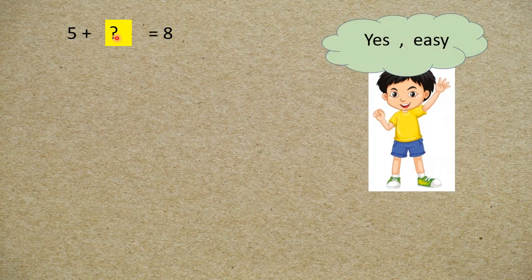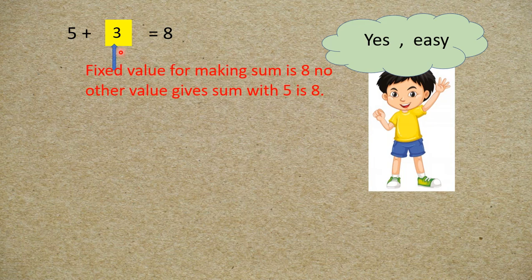So can we guess what will be the number inside this box in place of the question mark? Is it easy? Yes, it's easy. In place of the question mark we can place 3. That is, 5 plus 3 is 8. So this 3 that we put here in place of the question mark is a fixed value which makes the sum with 5 equal to 8.